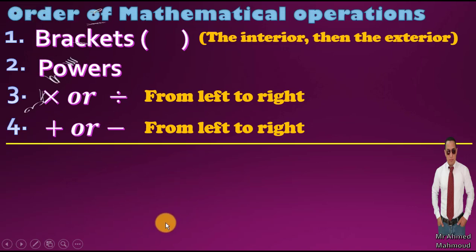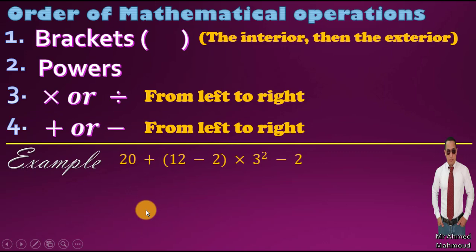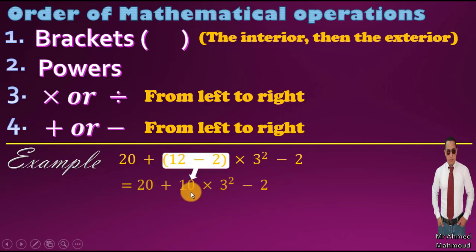For example, if he gave me 20 plus bracket 12 minus 2 times 3 power of 2 minus 2. Here we have plus, we have brackets, we have times, we have power, we have minus. The first step is to evaluate the brackets. So I evaluate 12 minus 2, which equals 10, and drop 20, drop 3 power of 2, drop minus 2. Now we have another operation: 20 plus 10 times 3 power of 2 minus 2.